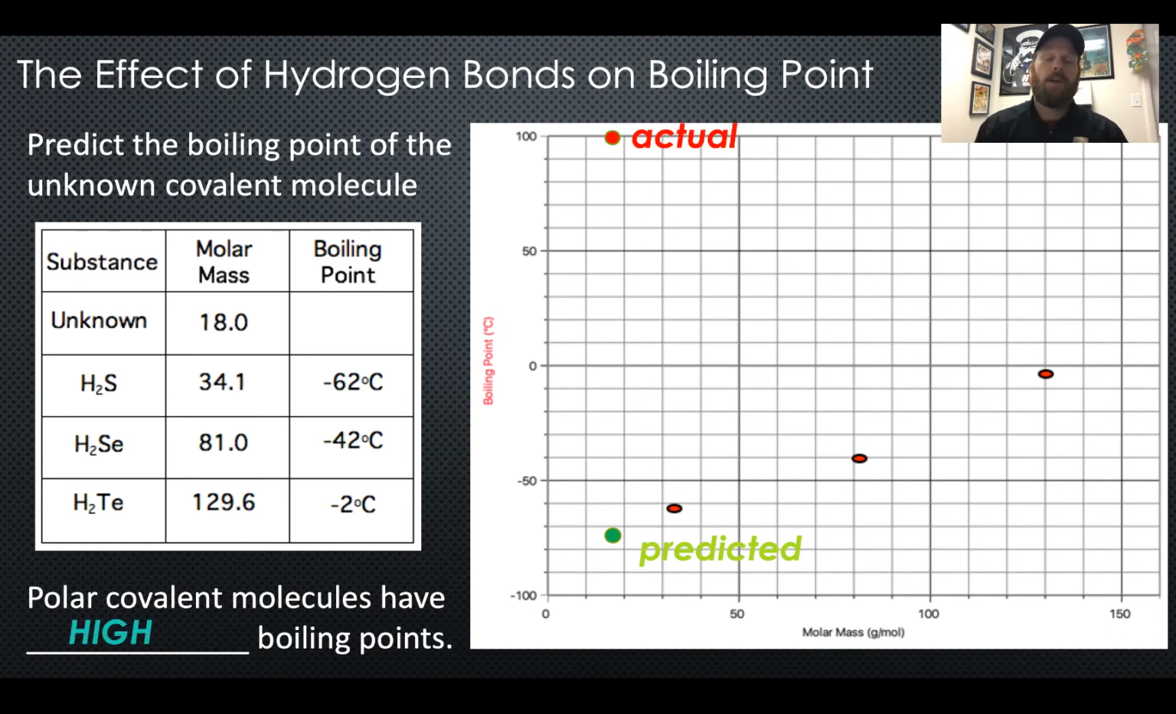The reason why that boiling point is so far off the trend of the other elements in that family is because water can hydrogen bond. Polar covalent molecules have extremely high boiling points.